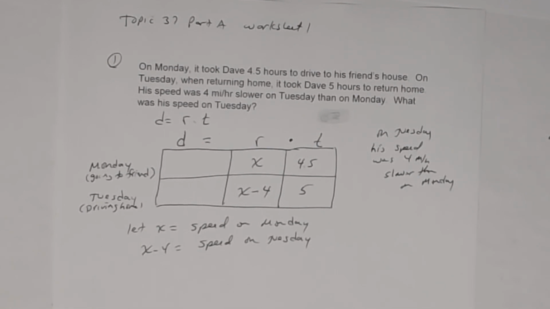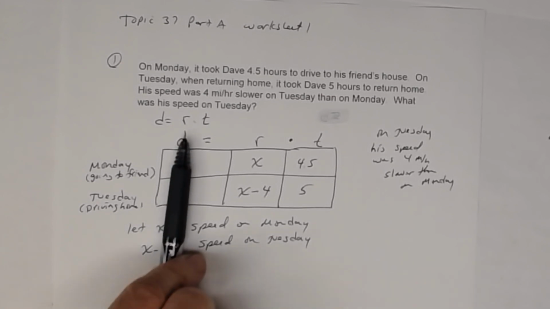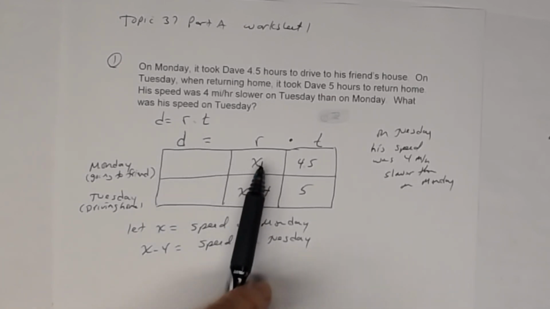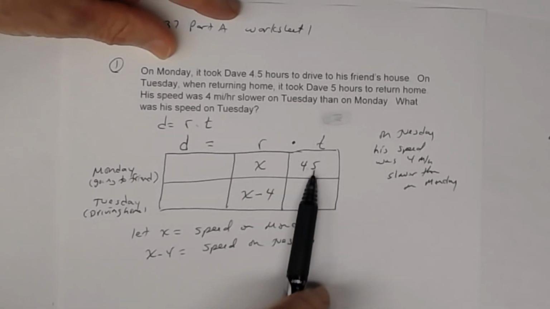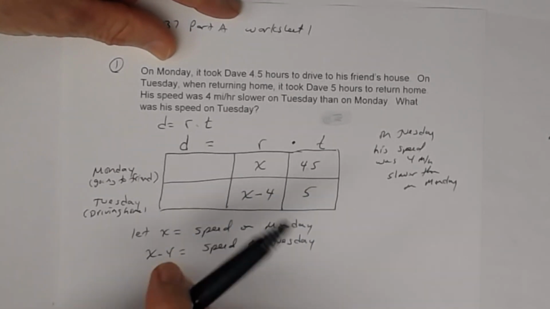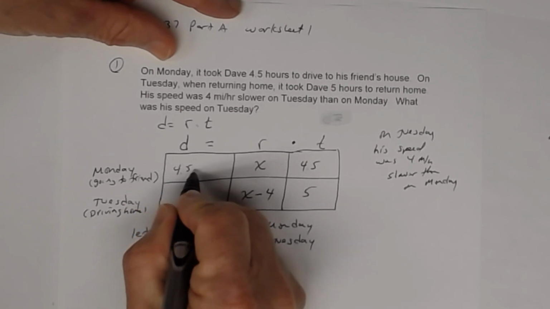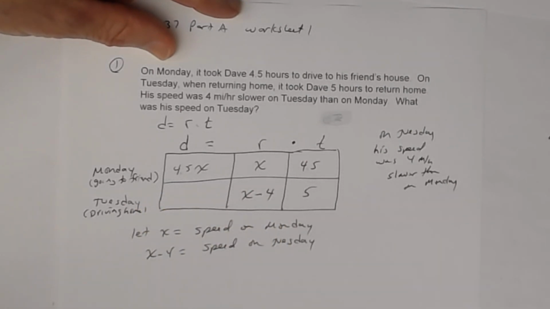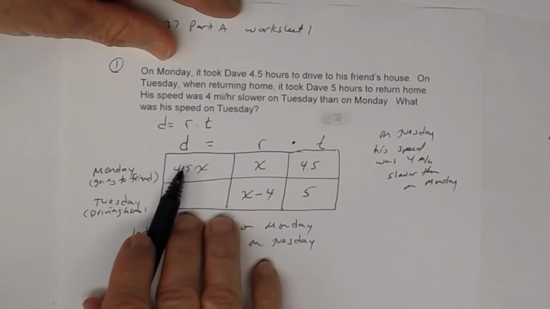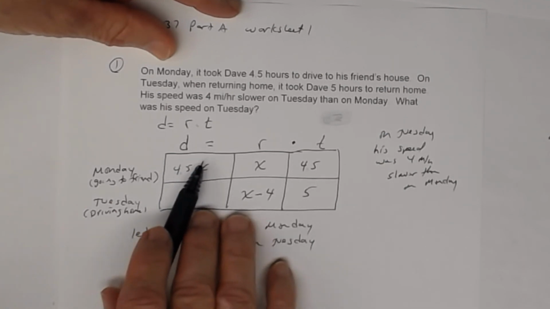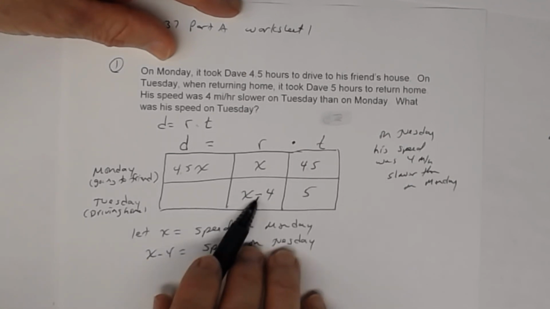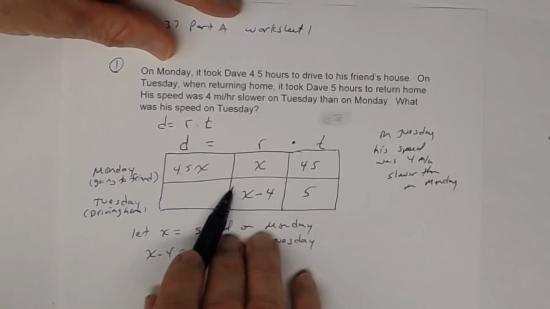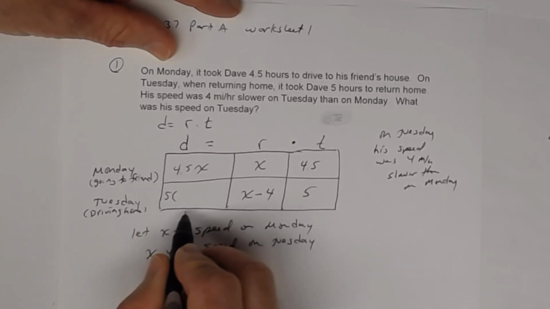All right. And then now, all you have left is this column right here. And we're going to fill this part in using our formula. So if we know the rate and we know the time, then we know the distance on Monday. So distance on Monday is 4.5 times x. So 4.5 hours times his speed. And then the distance on Tuesday is the same thing. The time times his speed. So it'll be 5 times x minus 4.